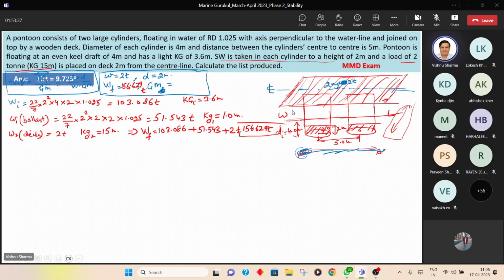Now only GM is missing. Correct, beta? To get the list now, what is missing is GM only. Yes, sir. Any questions up to this? So see how we worked.